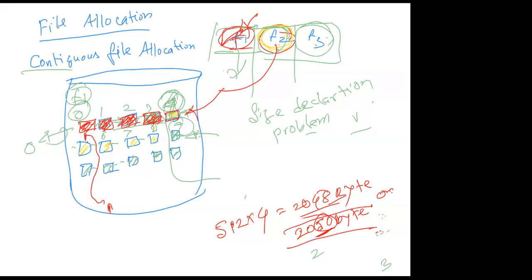Because this block is already full with 2048 bytes, these 2 bytes cannot be stored in the contiguous location, because the next block is already taken by another file, F2. File F2 is from here until here, and file F3 is from this place to this place. Let's say there is some empty location here, but you cannot store the 2 bytes there, because it is not contiguous within these 4 blocks. They should be after these 3 blocks, at block number 4, but block number 4 is already taken by file F2. So you cannot extend this file. This is called the size declaration problem.